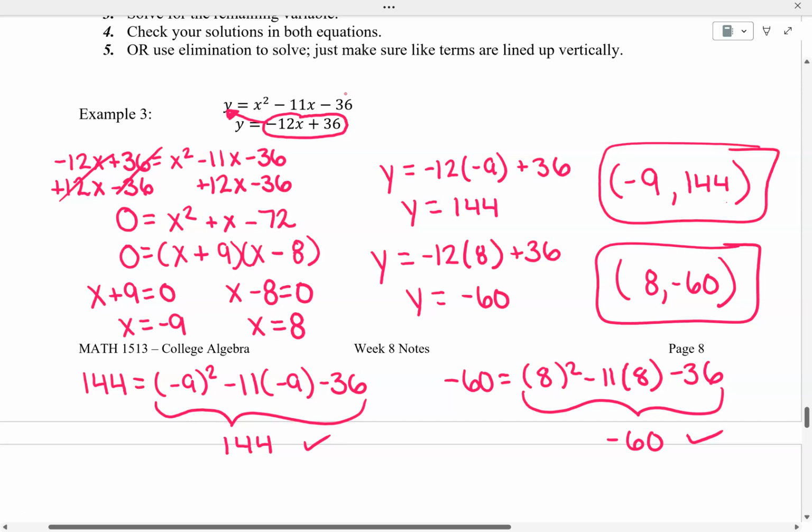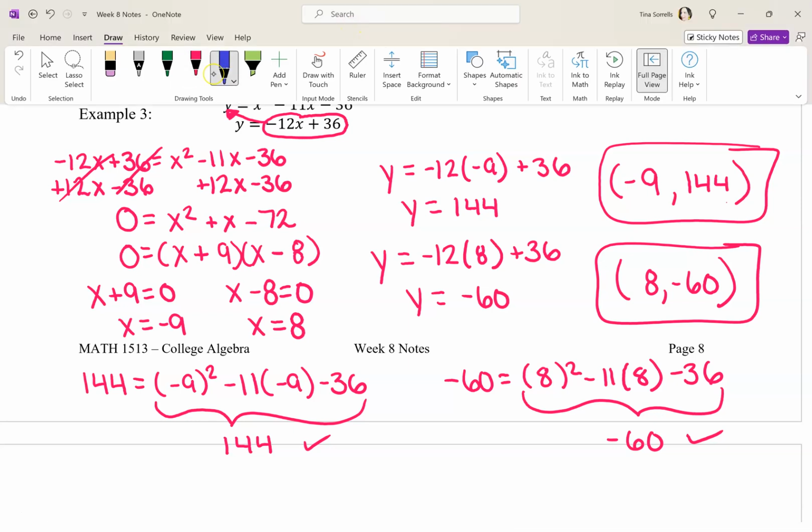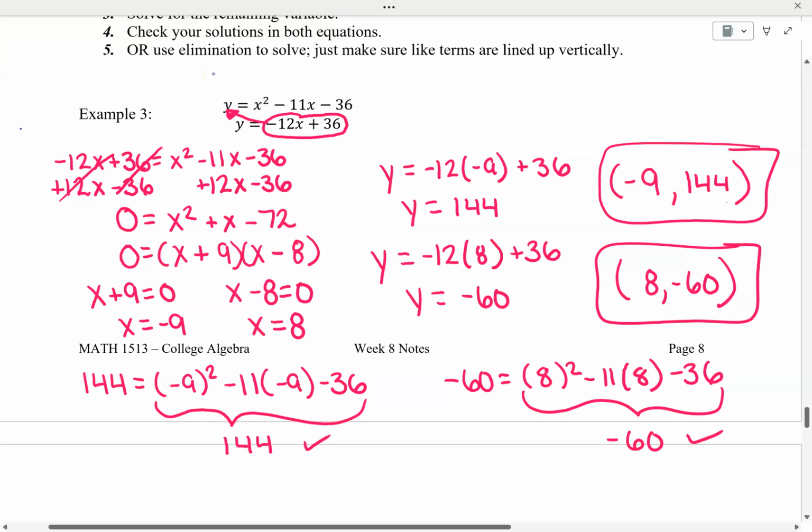Okay? So, however, I like the elimination method. Elimination method means I need to line these up. So the first thing I want to do is line these up. So we have y equals x squared minus 11x minus 36. Y equals negative 12x would go here, and a positive 36 would go here. Okay? So notice every single thing is lined up.